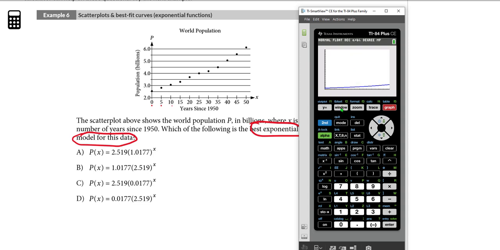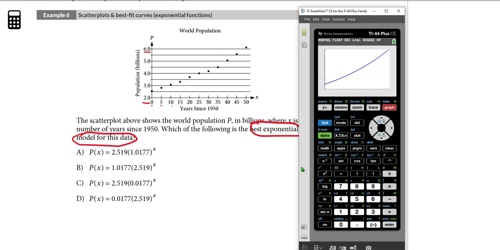So what am I going to do? I'm going to hit window. My X minimum here will be 0. The maximum will be 50. So I'm going to hit enter and then 50, enter, enter. For my Y values, I want my minimum to be 2, my maximum to be 6. So 2 over here. We've got 2 minimum, 6 maximum. And now when I graph, look at that. Looks pretty good.